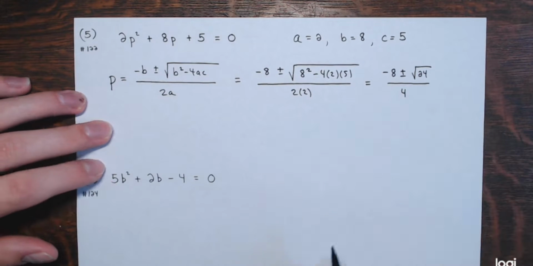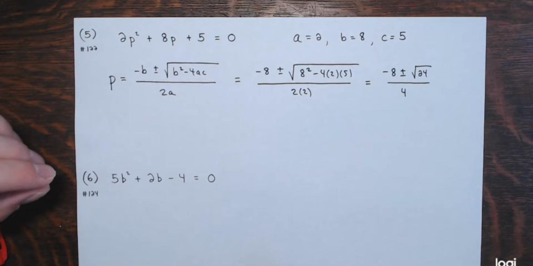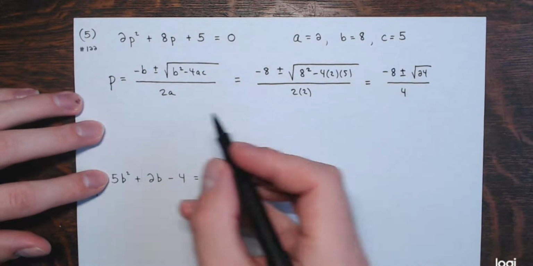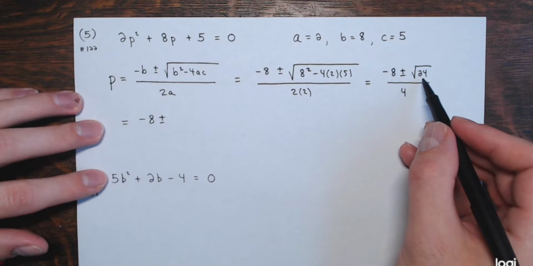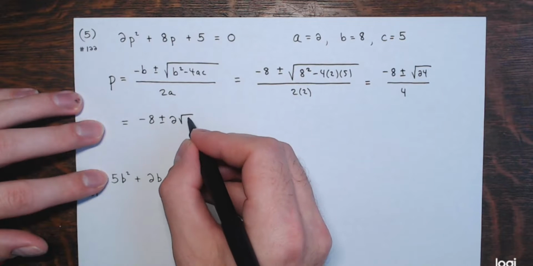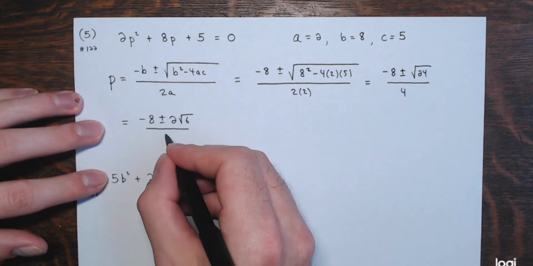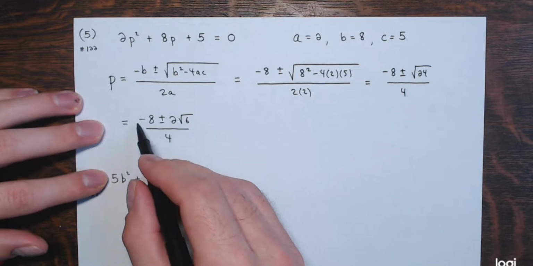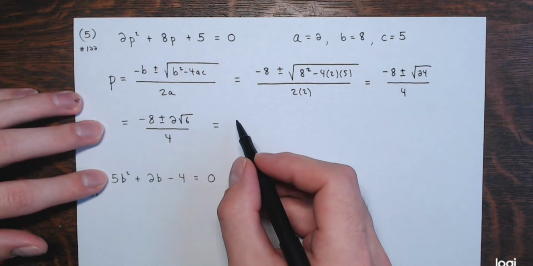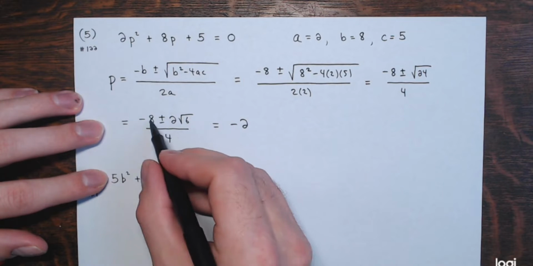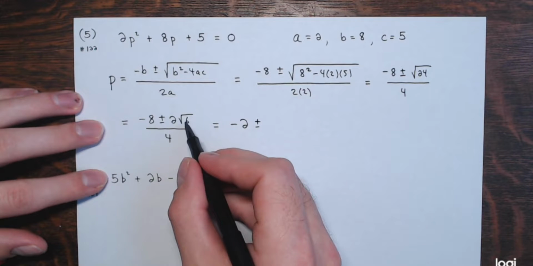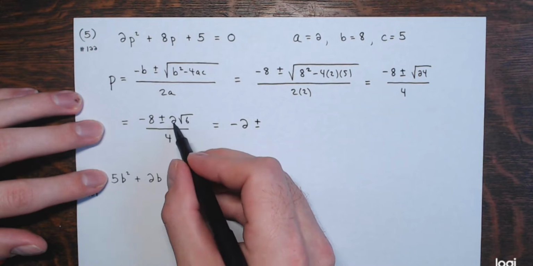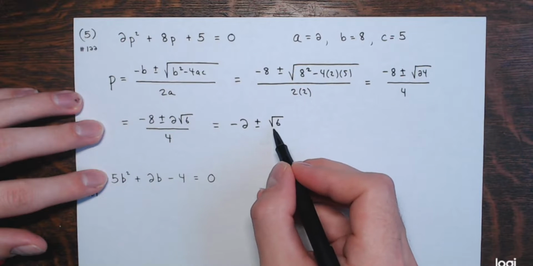Now the square root of 24 isn't nice, right? It's not a perfect square, but it can be simplified. This is negative 8 plus or minus the square root of 24, which is the square root of 4 times the square root of 6, so 2 times the square root of 6. And then if we just divide each term by 4 and simplify, we get the following. Negative 2, right? Negative 8 divided by 4, plus or minus, and then 2 times the square root of 6 divided by 4. 2 goes into 4 twice. So we'd have the square root of 6 divided by 2.